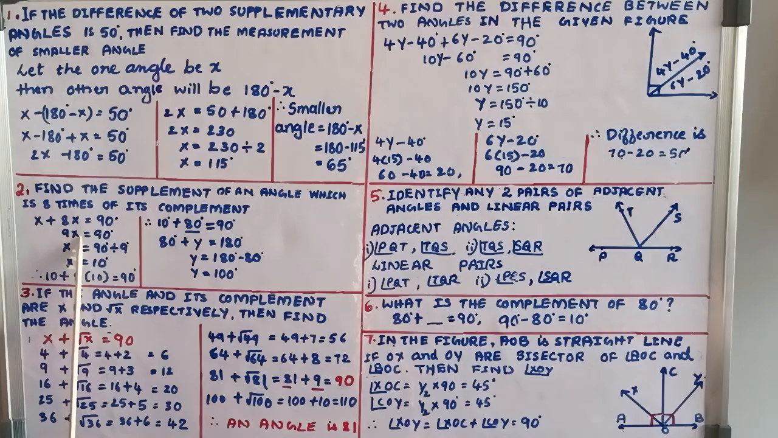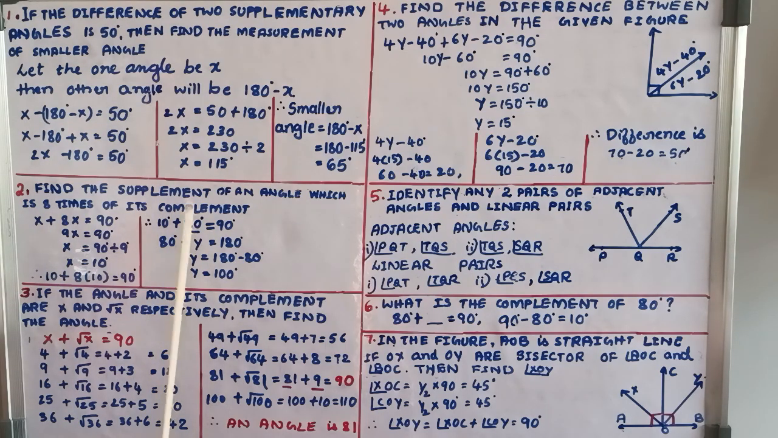Now multiplication transposes to division. x equals 90 degrees divided by 9. x equals 10 degrees. Now after getting the value of x, substitute in x plus 8x: in the place of x write down 10. Now it becomes 10 plus 8 into 10, 80, that equals 90 degrees. Now we got an angle which is 8 times its complement, that is 80 degrees.